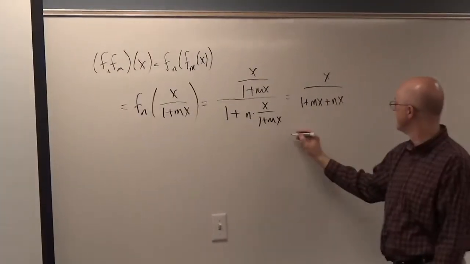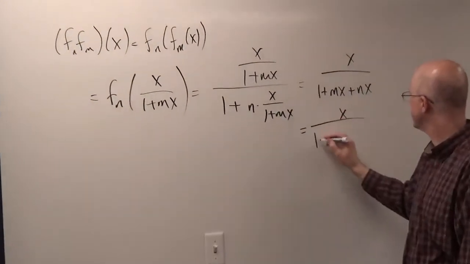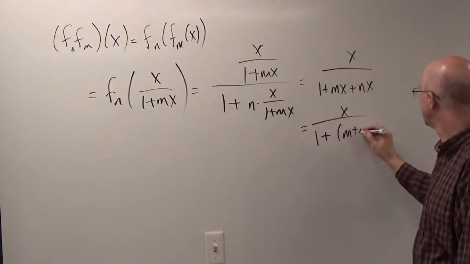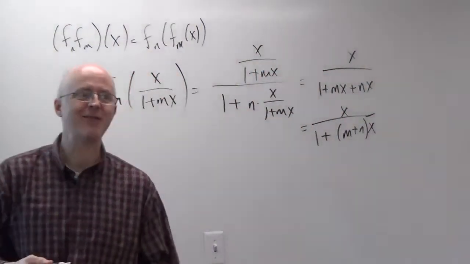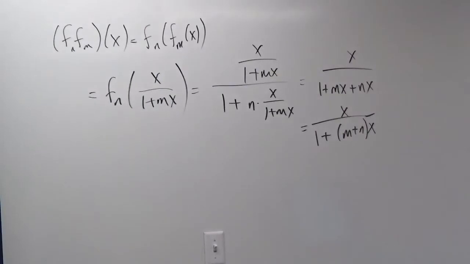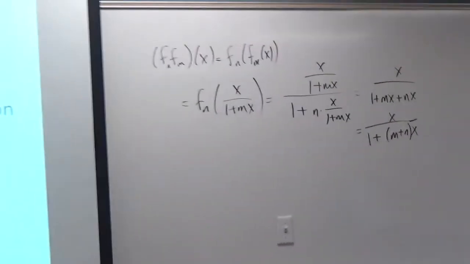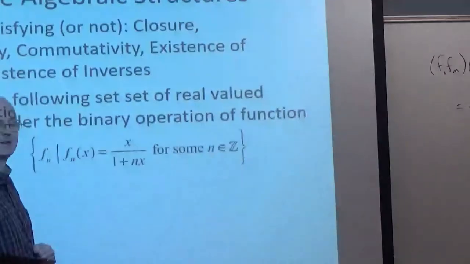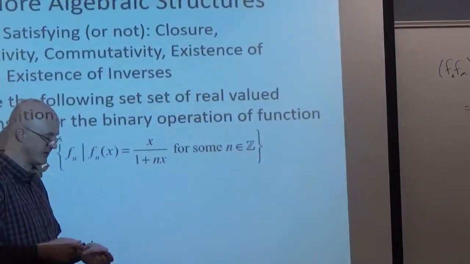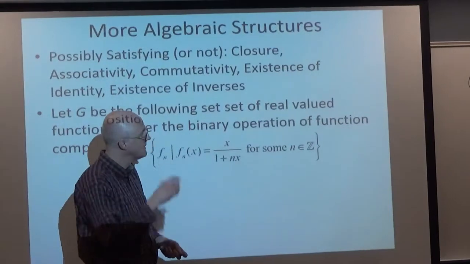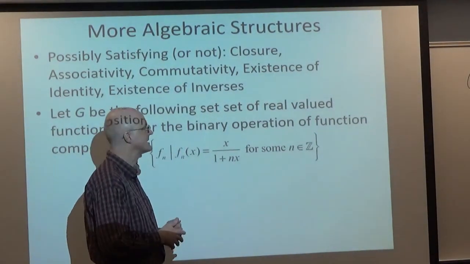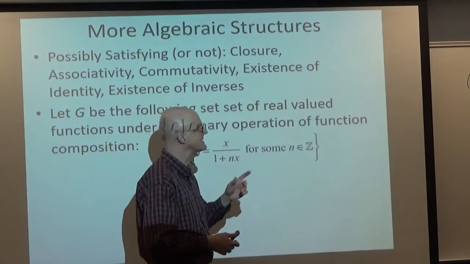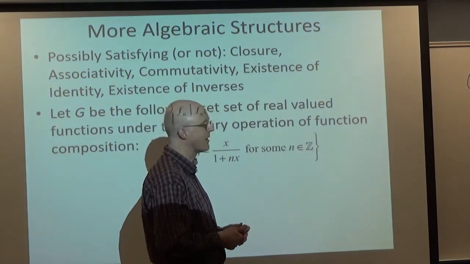And lo and behold, after simplification, this example special, you get a function of the same kind of form, x over 1 plus some integer times x. So under this binary operation of function composition, it is closed, okay? Again, the author says binary operation automatically means closed, but we really should verify it.